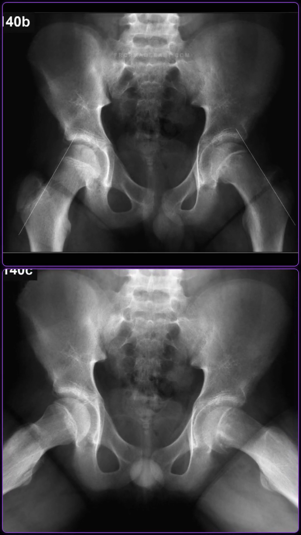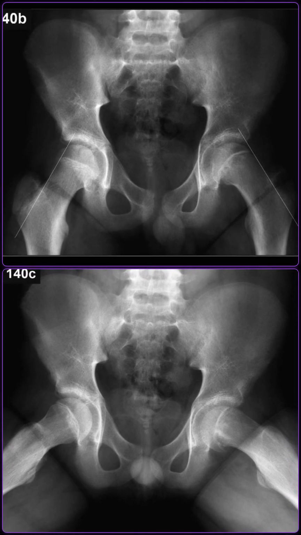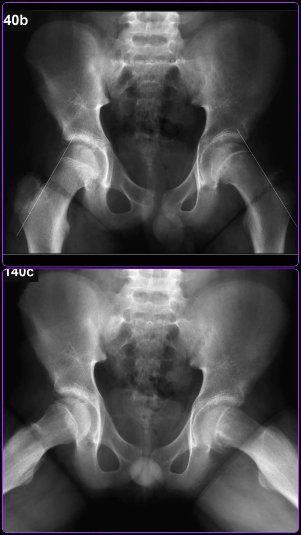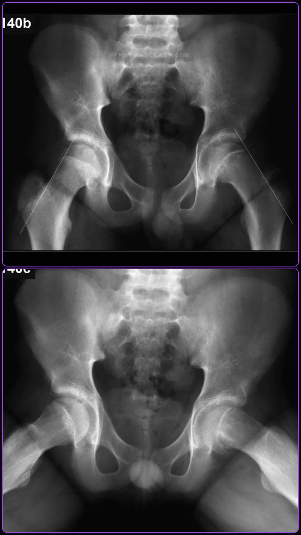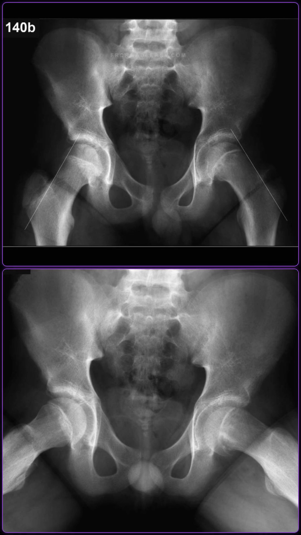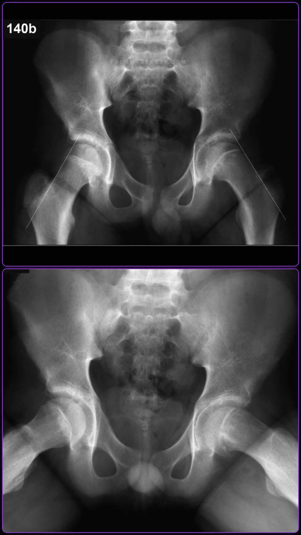Explain the epidemiology, clinical presentation, and pathophysiology of this condition. Slipped capital femoral epiphysis is the most common hip disorder in adolescents, typically affecting overweight boys during their growth spurt. The mean age of onset is 13 years for males and 11 years for females.